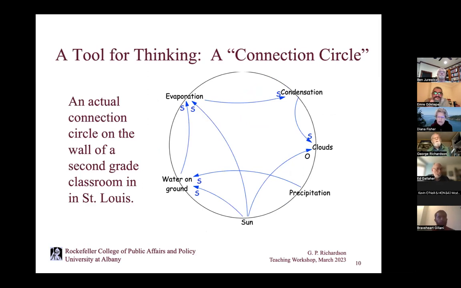Now, Alan, here you are. Alan is one of the creators of connection circles, Alan and Rob, and this tool has migrated all around the world. This particular example was an environmental connection circle that I saw when I was out in St. Louis at a school, a conference of teachers and students, school students.